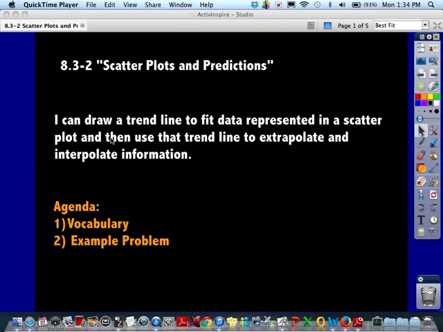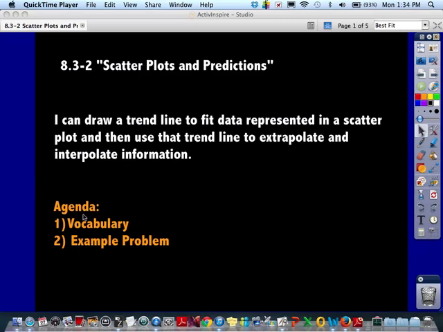So we're in Unit 3, Lesson 2. And we're going to be using scatter plots to make predictions. Your I can statement is to draw a trend line that fits data represented in a scatter plot. And then this is the real important part: use that trend line to extrapolate and interpolate information.